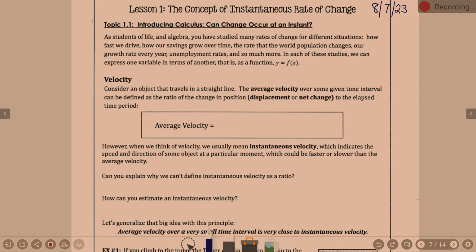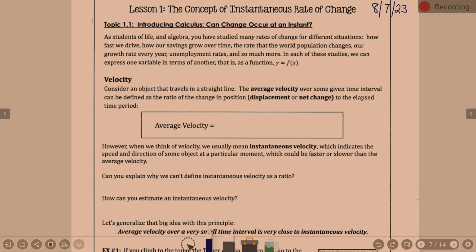Lesson 1. We are talking about the concept of instantaneous rate of change. Rate of change is a big calc topic. You heard it in algebra and pre-calc a little bit, but we really hit on it in calculus here. As students of life and algebra, you've studied many rates of change for different situations: how fast we drive, how our savings grows over time, the rate the world population changes, our growth rate every year, unemployment rates, and so much more.